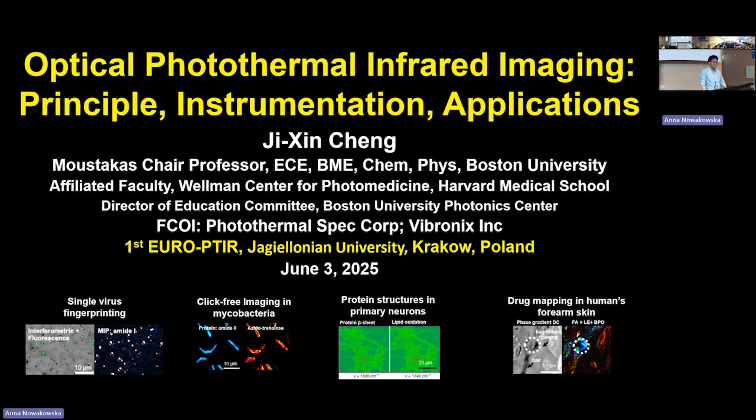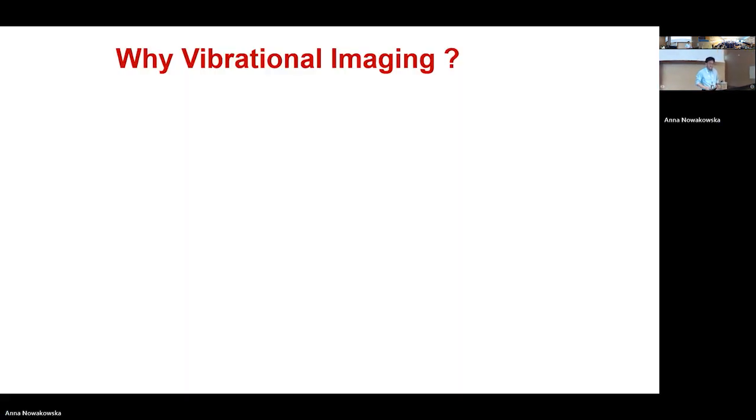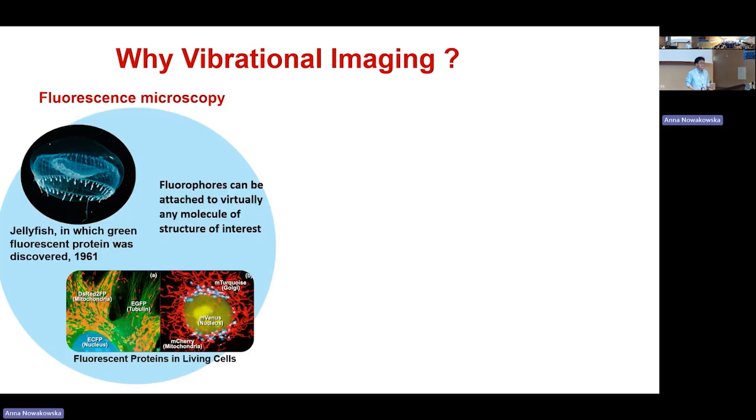So, dear friends, it's a great honor here today to introduce optical photothermal infrared imaging. I will start with the big picture of vibration imaging. So, why is this so important? As of today, the tool of choice for biomolecular imaging is based on fluorescence. And this is a very powerful tool, especially with the development of green fluorescent proteins, super-resolution fluorescence, and multi-photon fluorescence. Yet, fluorescent microscopy has intrinsic limitations.